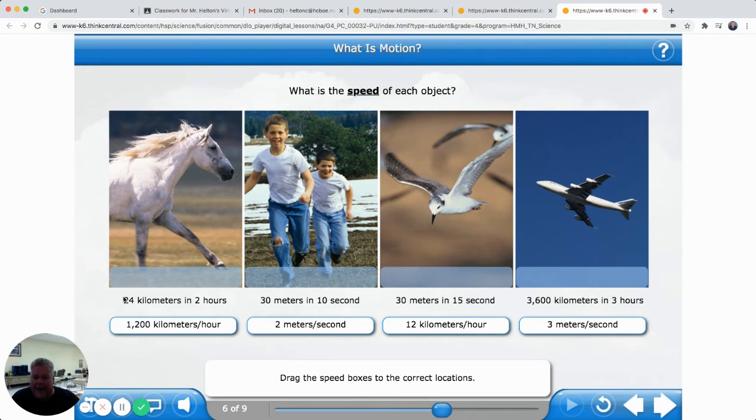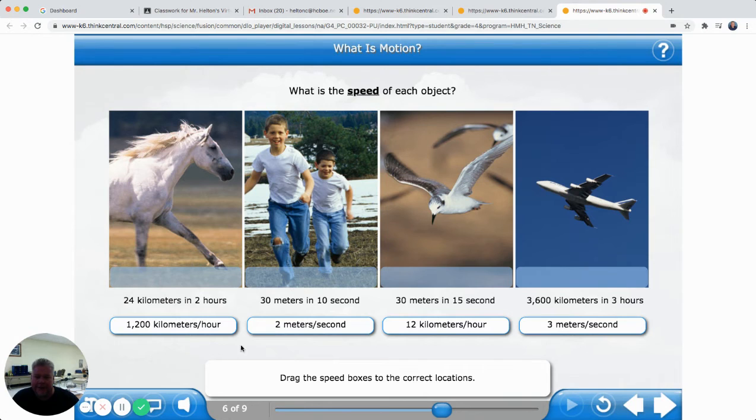Okay, so we've got to divide the distance by the time. So this horse is going 24 kilometers in 2 hours. So we want to know how many it goes in every hour. So we've got to divide 24 by 2. Can you do that? Think about 2 times what would give me 24. If you said 12, you're right. Okay, where do I put it? Am I wrong? 12 kilometers an hour? No, that's right.